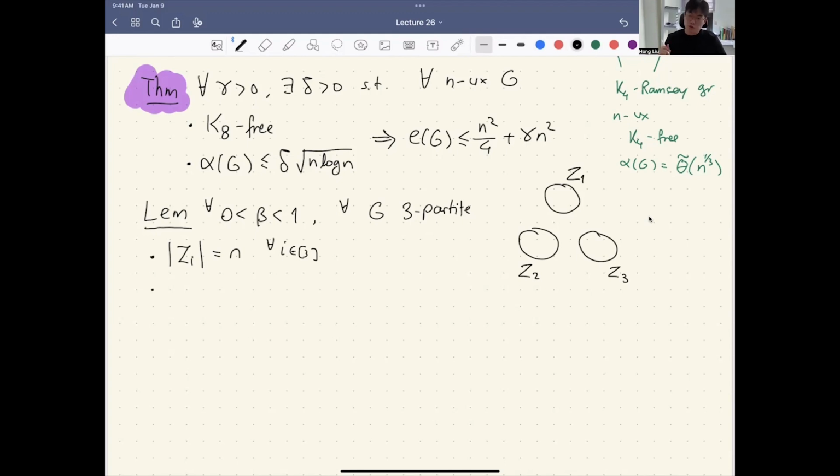And there's a minimum degree condition from Z1 to Z2, Z3. Let me draw it. So every vertex here has mean degree linear to both sides. This is written as: for every V in Z1, its degree to Z2 and its degree to Z3 are at least, let's say, beta n, beta fraction.